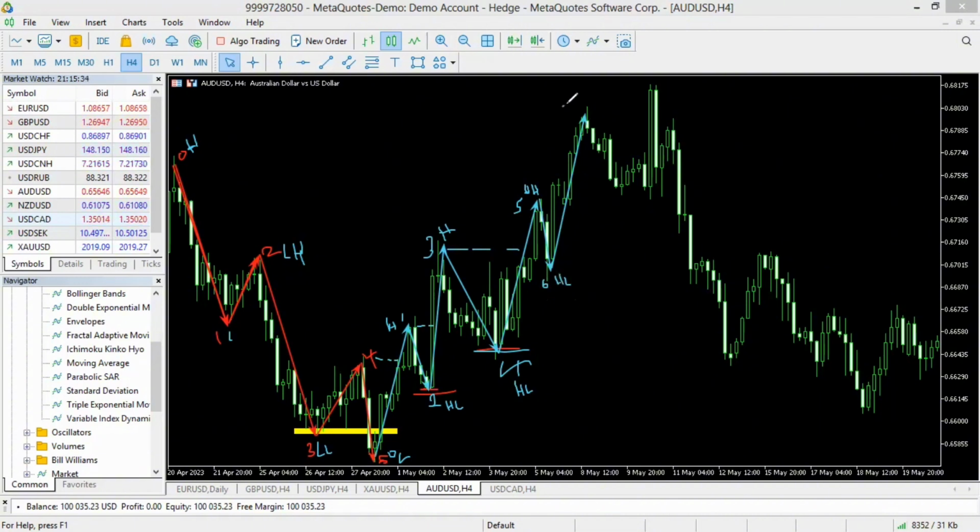Now 7 is a higher high. We are still going to stay bullish. But take note of this. What happened now in 7? In 7 we had swing 8. Now see what swing 9 did.